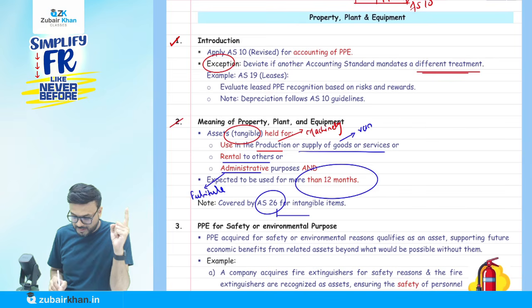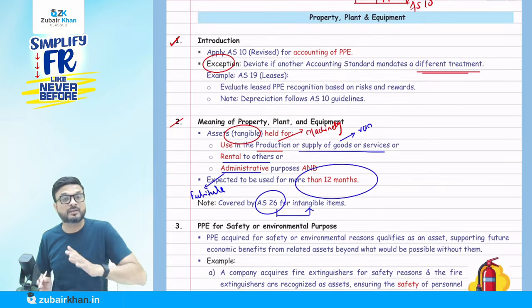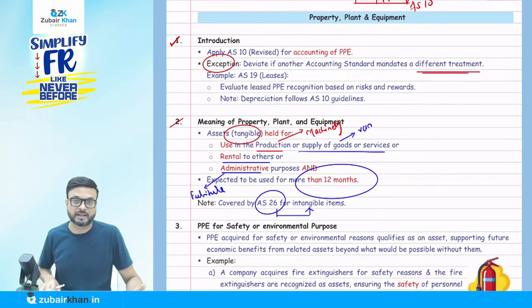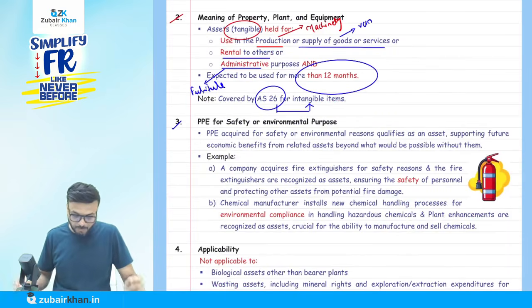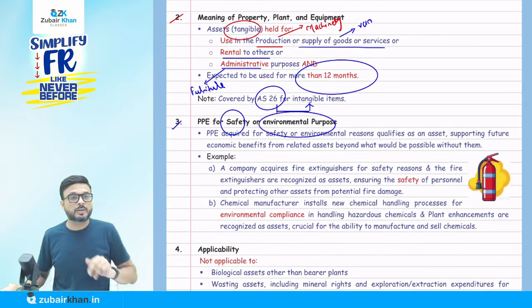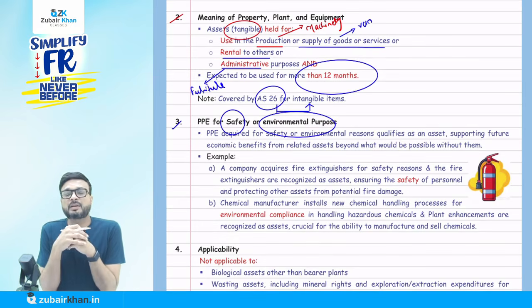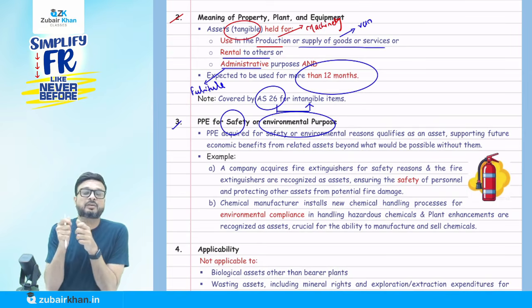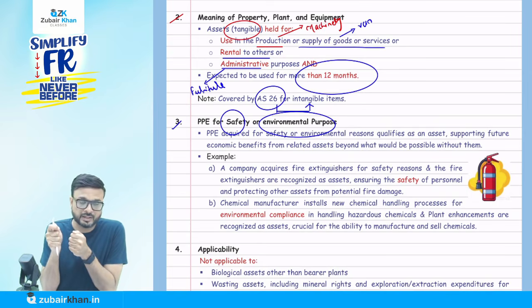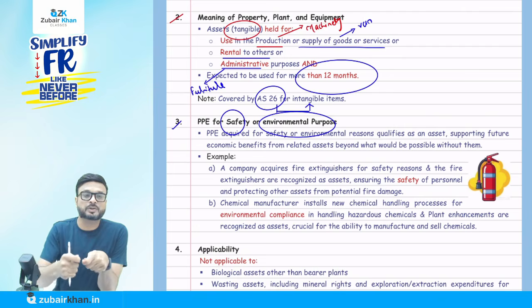Okay, this is PPE. Remember that. AS 26 deals with intangible items, while AS 10 deals only with tangible items. Now this is one important point: PPE for safety or environmental purpose. What do we mean by safety or environmental purpose? At certain times it might happen that, for example, for safety purposes we are using something that we are not using for the purpose of production, supply of goods or services.